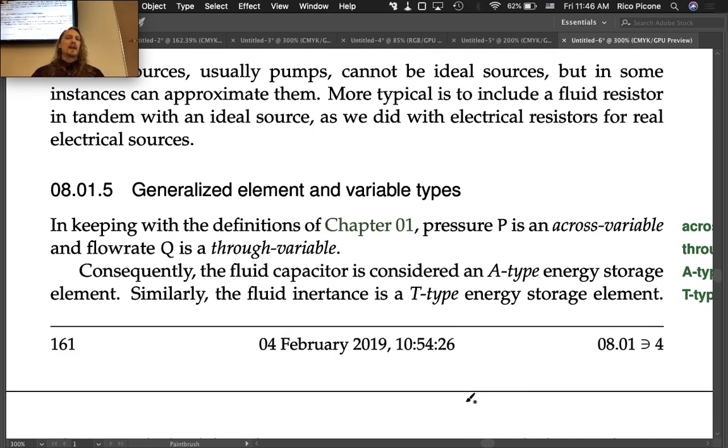Generalized element and variable types. So we did this for mechanical and electrical systems. We'll do that also now for fluid systems. In keeping with the definitions of chapter 1, pressure drop, P, is an across variable, and flow rate, Q, is a through variable. So pressure is like voltage, flow rate, Q, is like current, right?